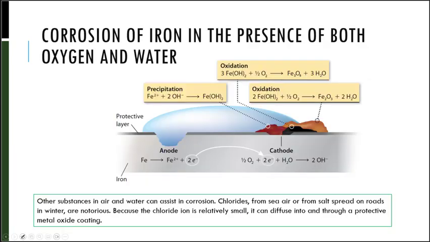Here's a look at the corrosion of iron in the presence of both oxygen and water, but other substances in air and water can assist in corrosion. Chlorides from, let's say, the sea air or from salt spread on roads in winter are notorious. Because the chloride ion is relatively small, it can diffuse into and through a protective metal oxide coating.